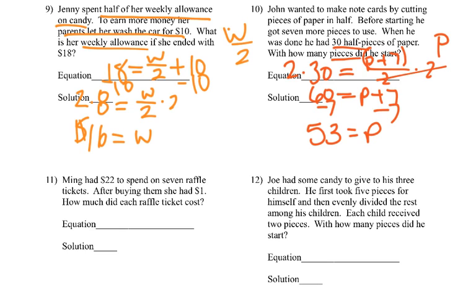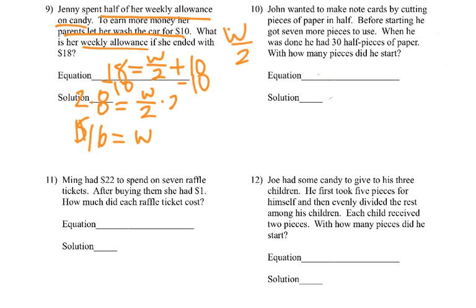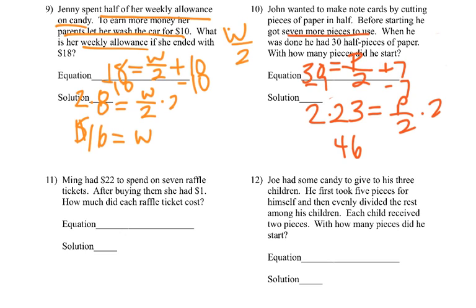Because if he cut them in half, he should have started with less, right? So maybe I misunderstood this one. Okay, so maybe, did they mean just the 7 pieces? So he took his pieces of paper, cut them in half, then added 7 to that. Does that make more sense? We subtract 7. I would get 23. P over 2 times by 2. I need to have 46.